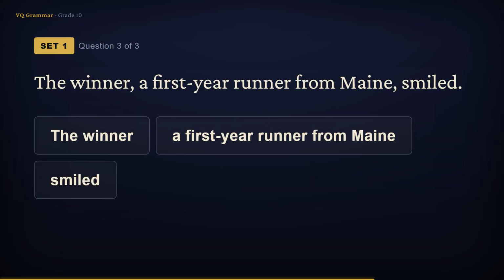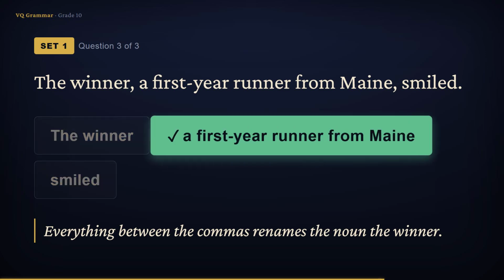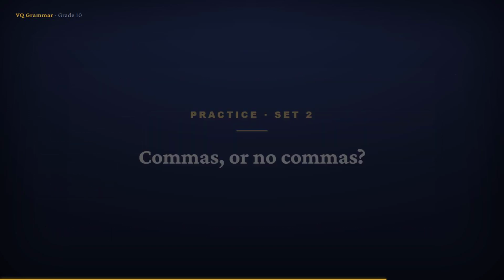The winner, a first-year runner from Maine, smiled. The noun here is the winner, and the verb is smiled. Everything sitting between those commas renames the winner. So the appositive phrase is a first-year runner from Maine. Now for the punctuation. Each sentence in this set has an appositive with no commas around it yet. Run the lift it out test and decide, is it essential, meaning no commas, or non-essential, meaning we add the commas? Pause and try each one before I answer.